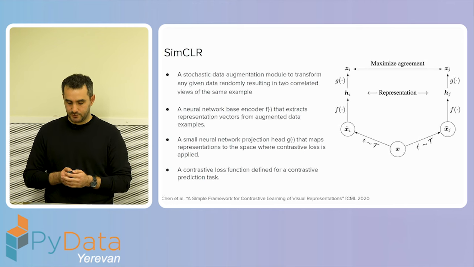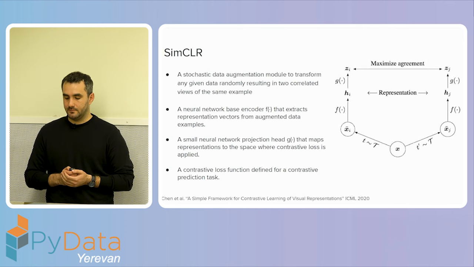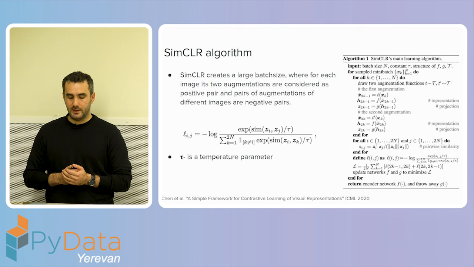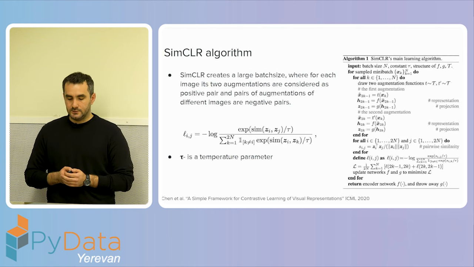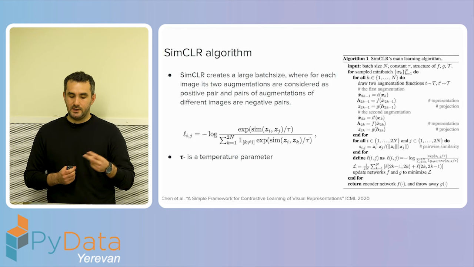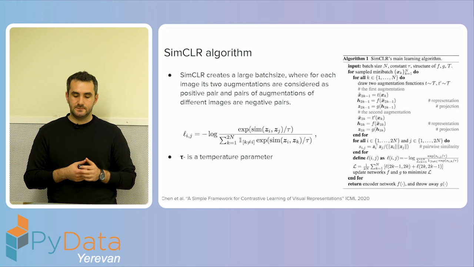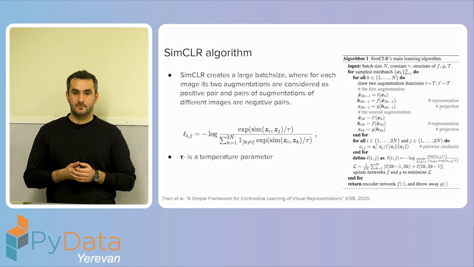OK, so this is very similar to what we had in the previous slide. But why is this better? Because here we can actually define a loss function in a way that helps us avoid the collapse that we mentioned. So basically, for each batch during the training, for each image, we create two augmentations. Two augmentations of the same image, we keep as a positive pair. And then all the other pairs are negative.